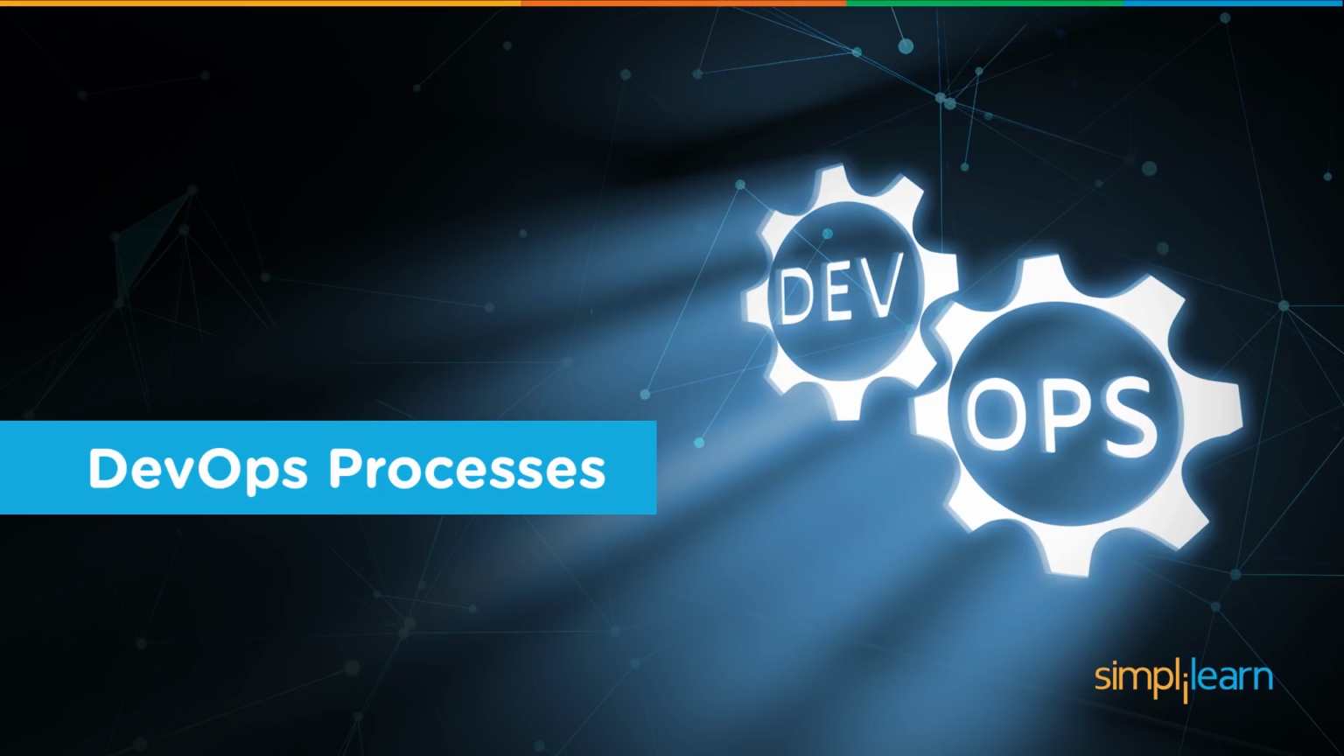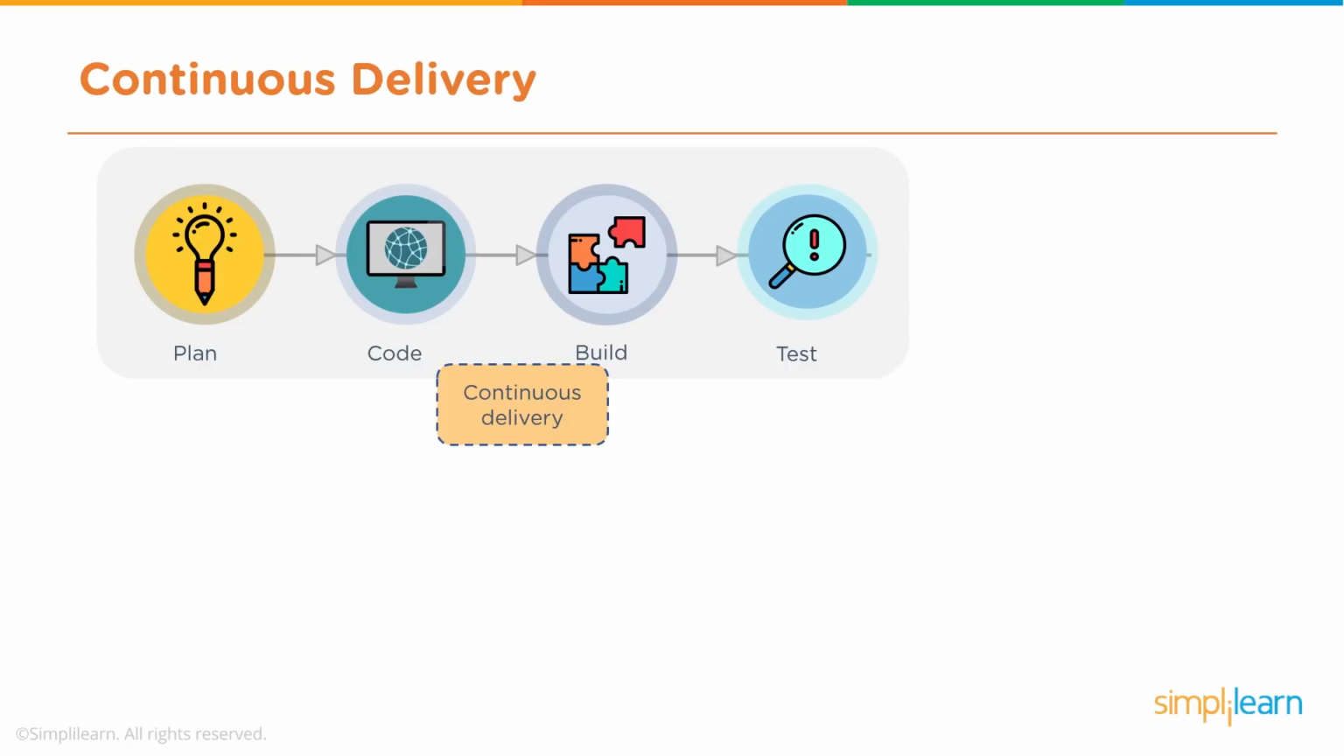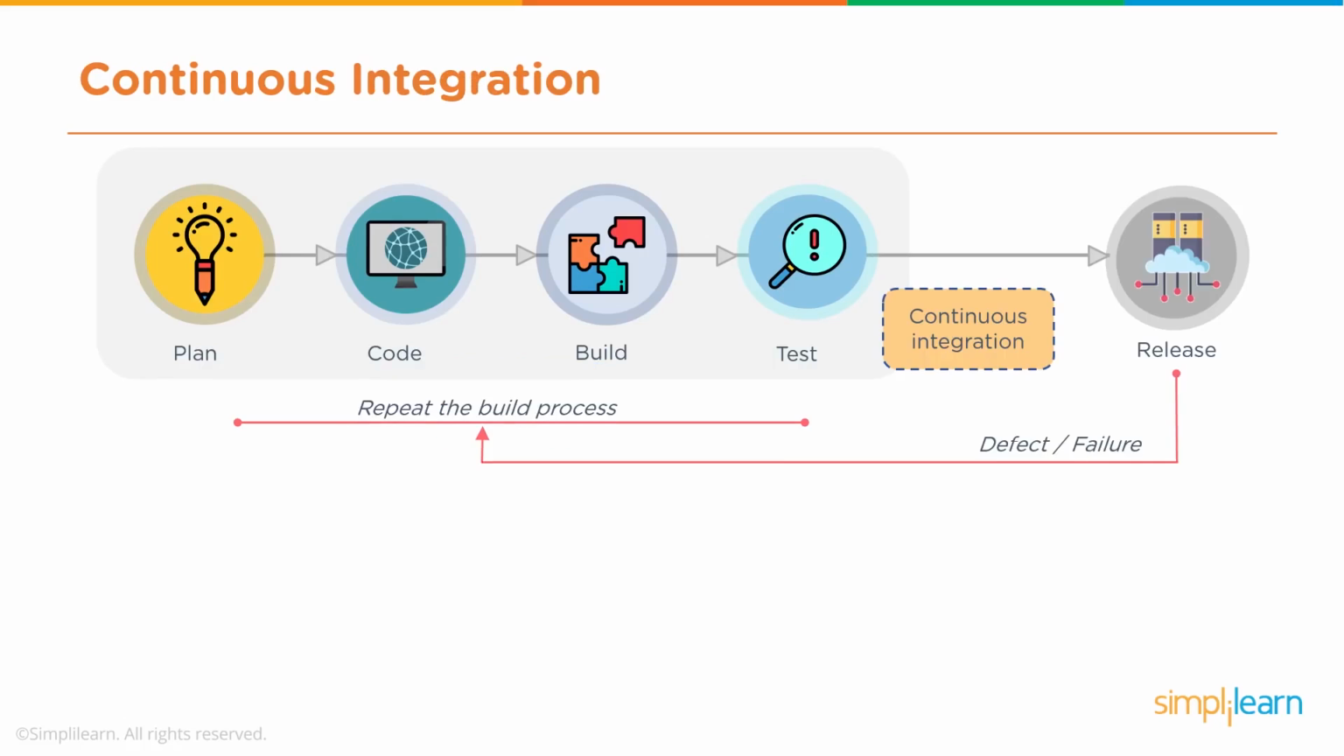So let's step through this DevOps process. We go through and we have our continuous delivery, which is our plan, code, build, and test environment. So what happens if you want to make a release?